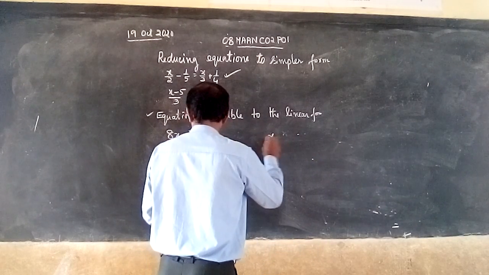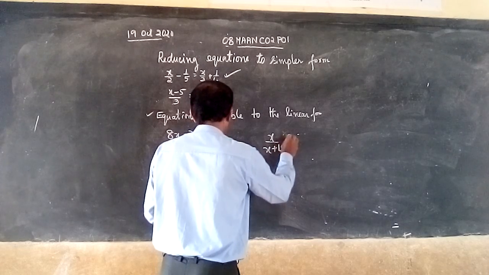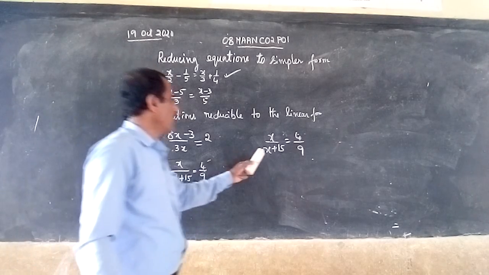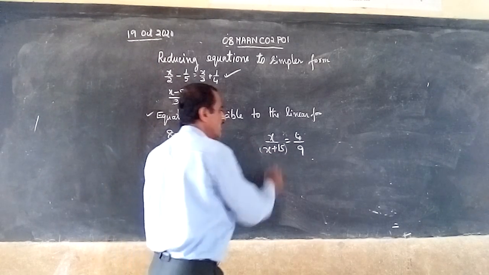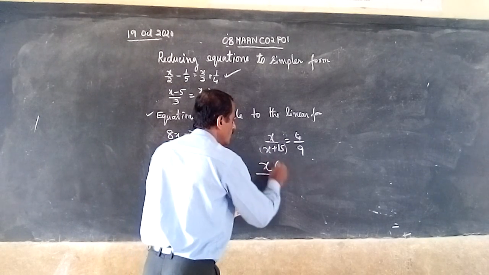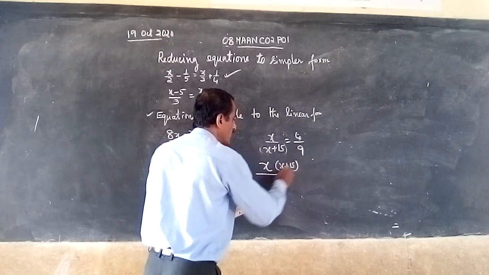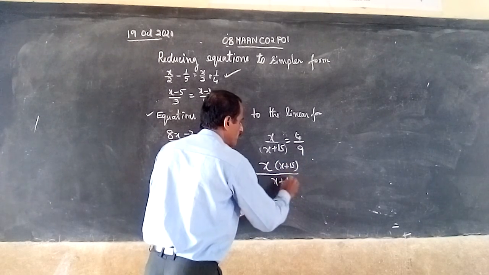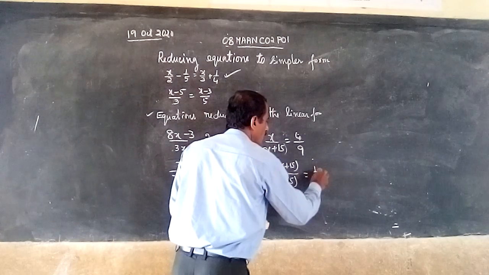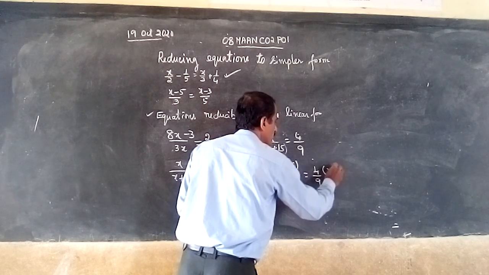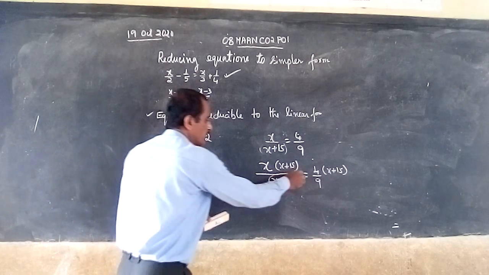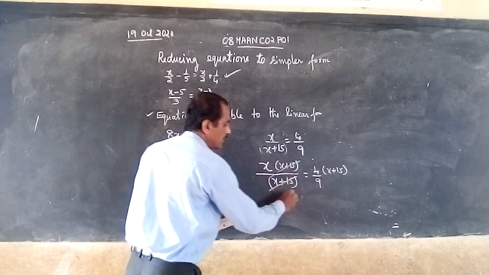See, x by x plus 15 is equal to 4 by 9. Suppose a question is like this. Here, what is the variable in the denominator, you multiply to this. x by x plus 15 into x plus 15, you multiply it to here and here also: 4 by 9 into x plus 15. It becomes like this. Now x plus 15 and x plus 15 get cancelled.